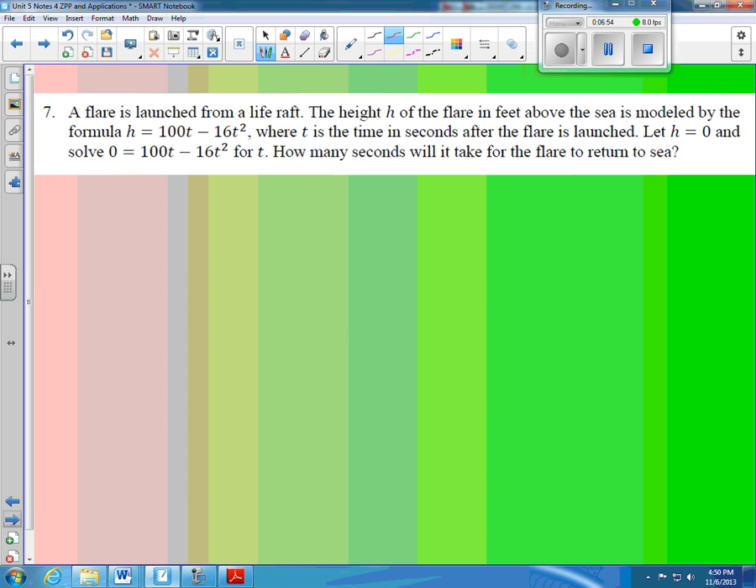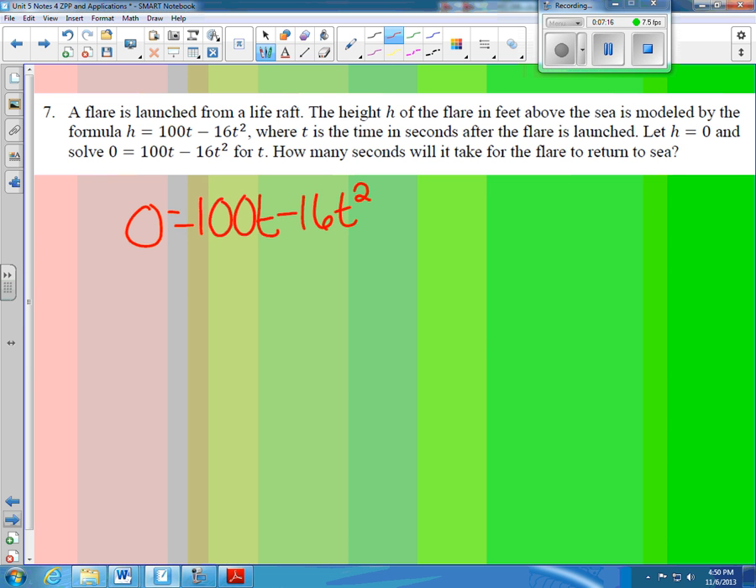So let's just talk about this. You're in a life raft, you shoot off a flare. In the life raft, you are at a height of 0 feet, and you want to know how long it is going to be in the air, and then will it come down to the sea. So that's why our h is 0 again, because it's returning down. So we have 0 equals 100t minus 16t squared.